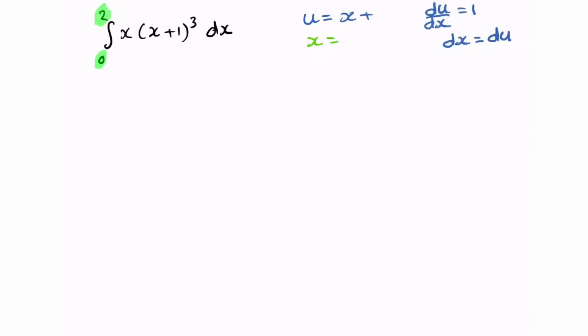So x will be u minus 1. And now I have x in terms of u, I have dx in terms of u, and all I need to change now is the limits. So what I can do is make a lovely small table here, with x and u, where u equals x plus 1.